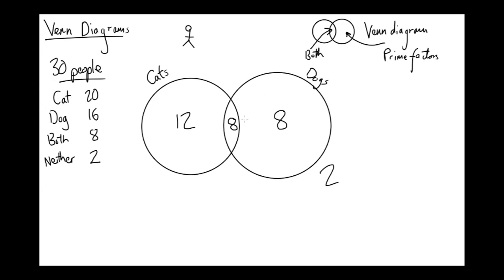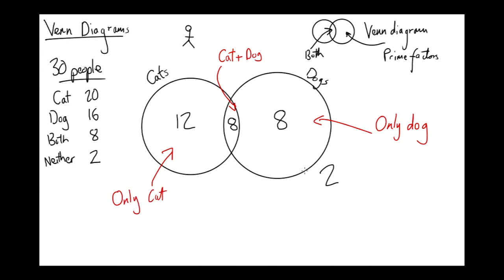Okay, so I'm just going to label this up quickly just to show you. So this middle bit in here, that means you own a cat and a dog. In here it means you only own a dog. In here, you only own a cat. And here means you own neither a cat or a dog.